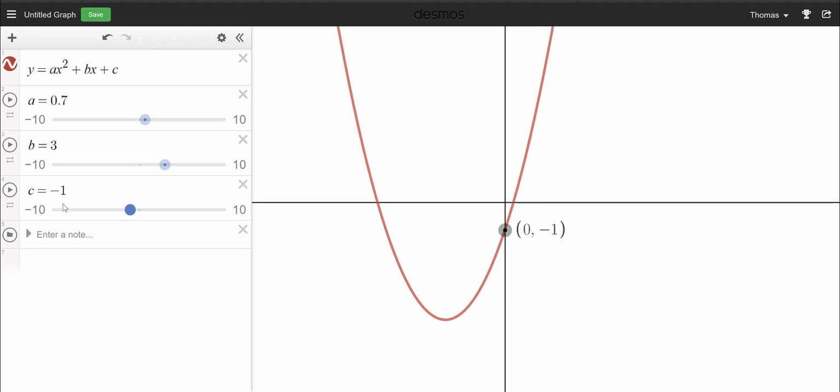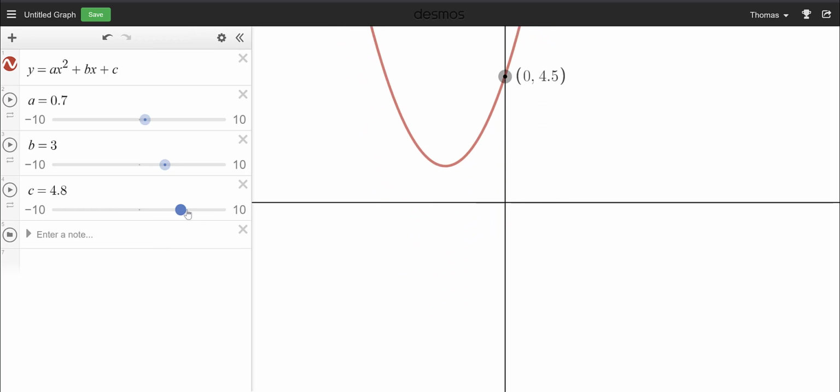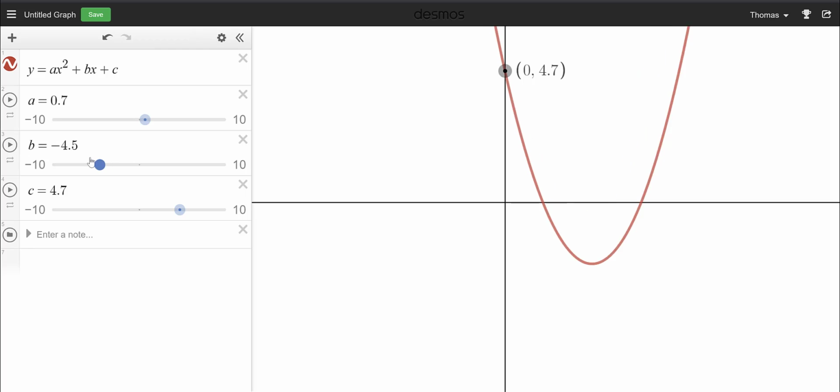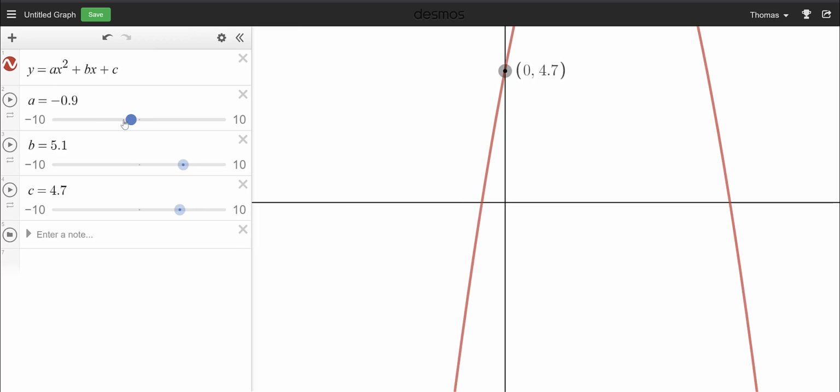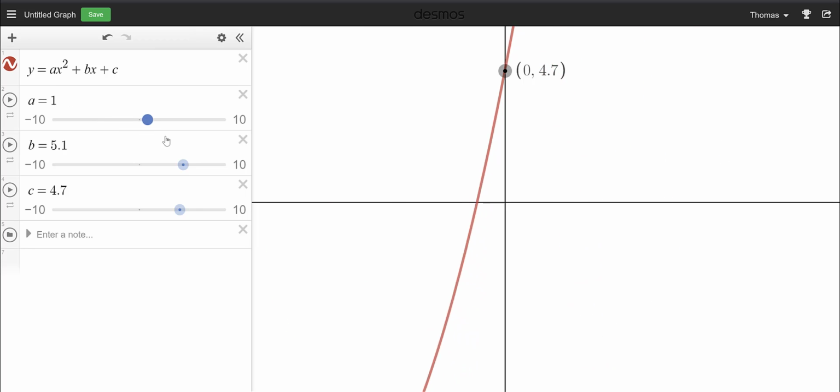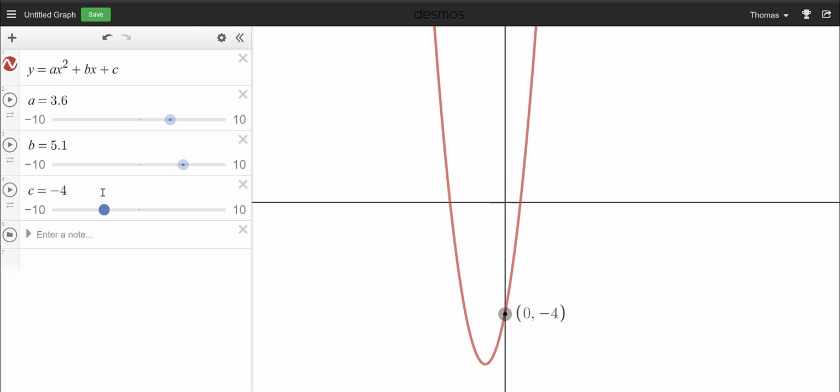But what else do we notice? What happens when C is -1? What do we notice here? We notice that this point right here is (0, -1). And what do you call a point on this line? That's my y-intercept. So what I notice is that C, no matter what I change it to, if C is 4.7, there's my y-intercept at 4.7. So no matter what happens, let's make B, oh, look at B's changing, but my y-intercept is never changing. A is changing, but my y-intercept's never changing. Whatever my C value is, -4, guess what? You have a y-intercept of -4.